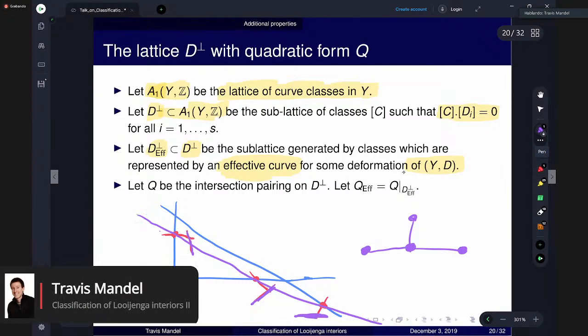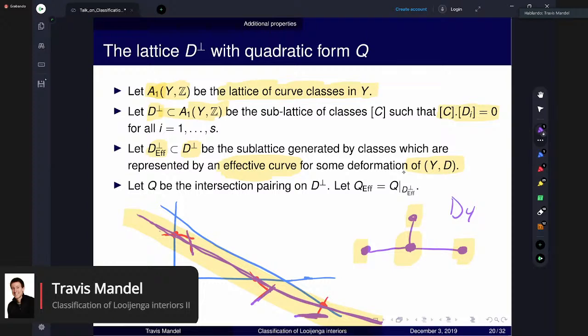Okay, so this long one, that's the proper transform of a line in P2, that corresponds to the point in the center here. These other 3s from doing the double blowups, they correspond to these 3 points. And you see this is a type D4 Dynkin diagram.